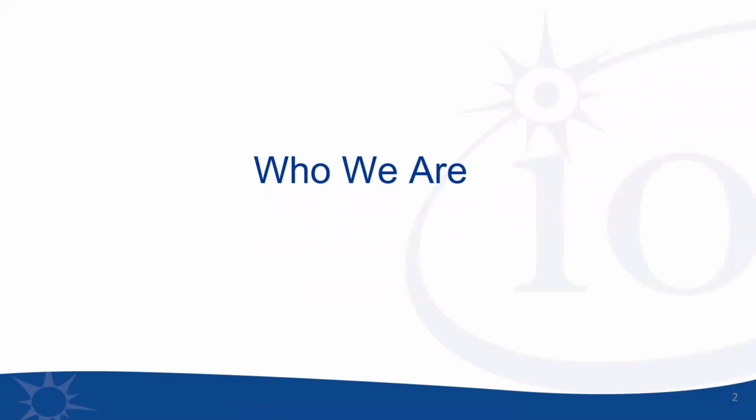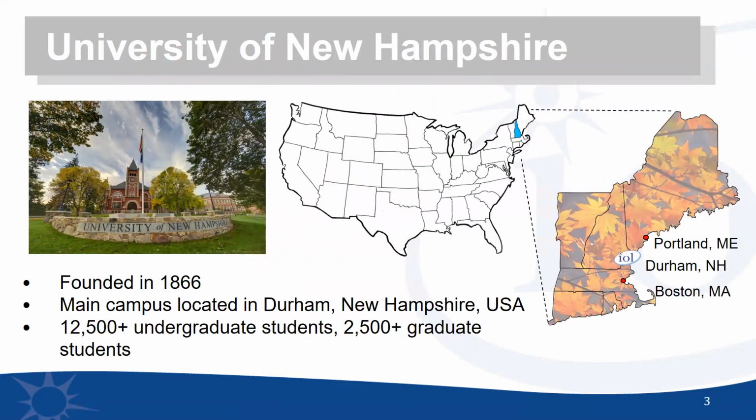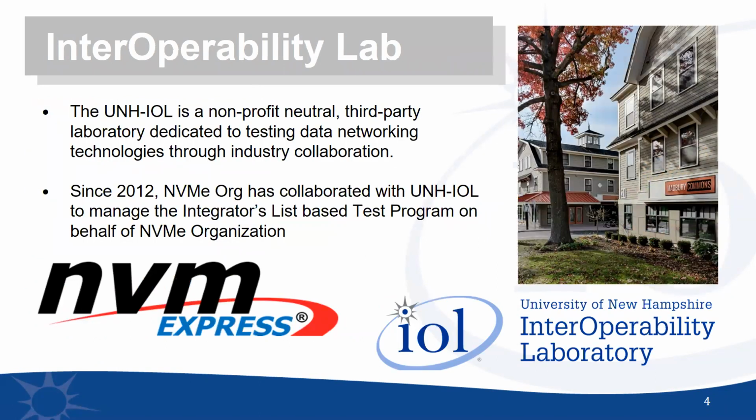So, who are we? The University of New Hampshire is located in Durham, New Hampshire. We just celebrated our 150th anniversary last year. The university is a fairly modest-sized school, only roughly 15,000 students. The Interoperability Lab is a third-party laboratory dedicated to network testing. We've been around since 1988. We work with a whole bunch of different technologies ranging from Ethernet, storage, broadband technologies, etc. In 2012, the IOL joined with the NVMe org to manage the integrators list for the NVMe test program.